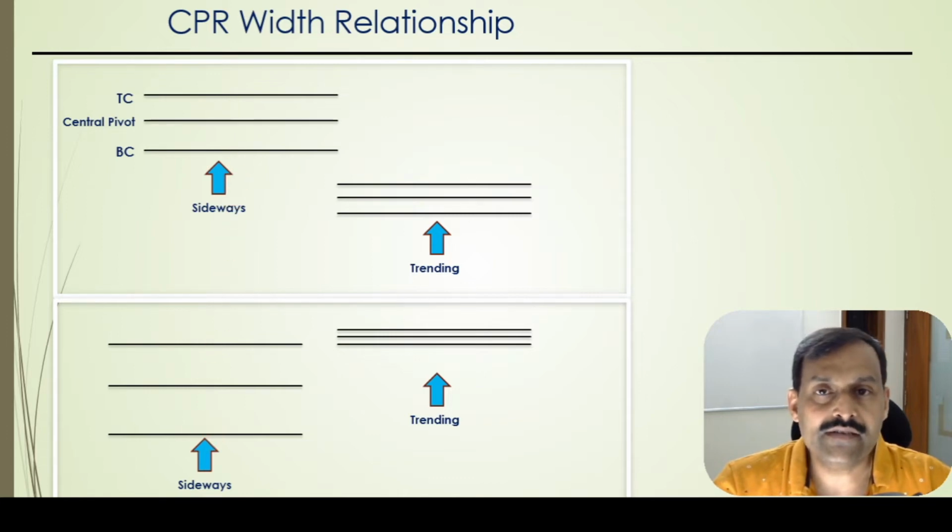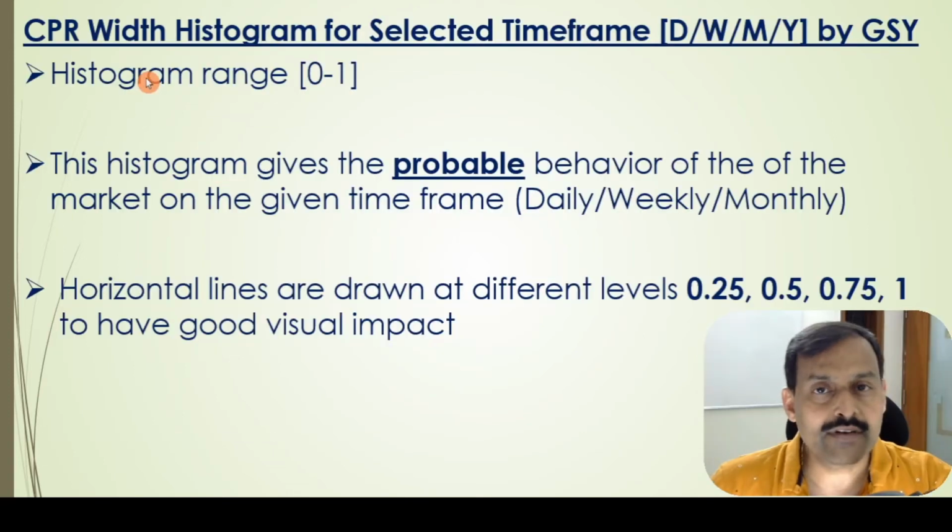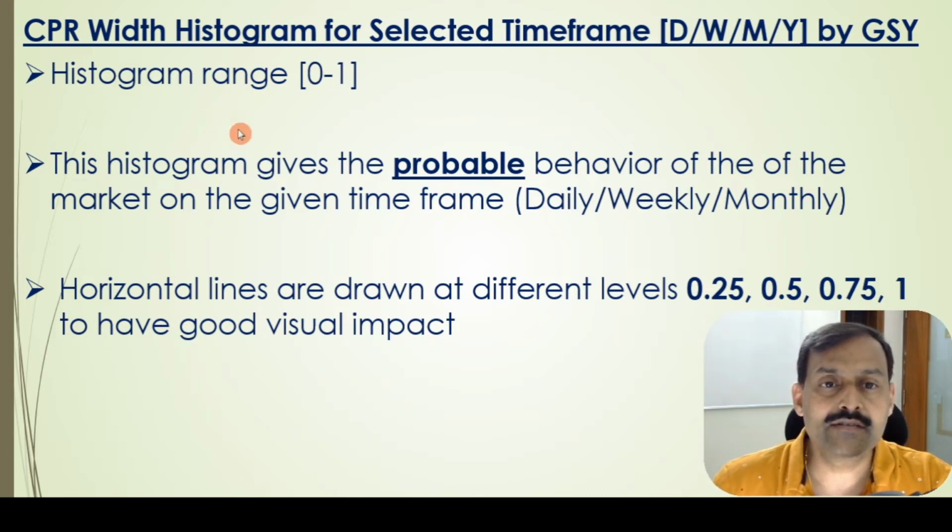But in the second diagram, there is a much wider CPR than in the first diagram. Now the question is, how do we say what is the widest CPR, what is the narrowest CPR, or in between? The answer to that question is the use of a histogram range between 0 and 1. The histogram will put all the CPR widths between the 0 to 1 range, 0 being the narrowest range, 1 being the widest range.